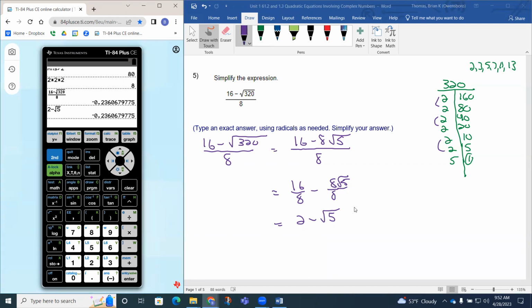So our answer represents the same as this over here, they're equivalent. But this is considered simplified because we pulled all the perfect squares out of this radical, and we're able to reduce the fractions a little bit further to get our final answer there. So that's how I would approach question 5.